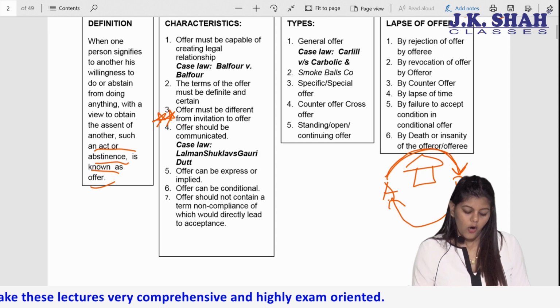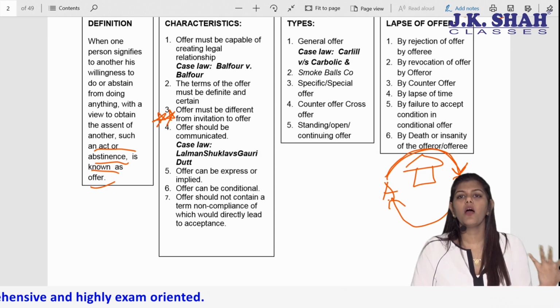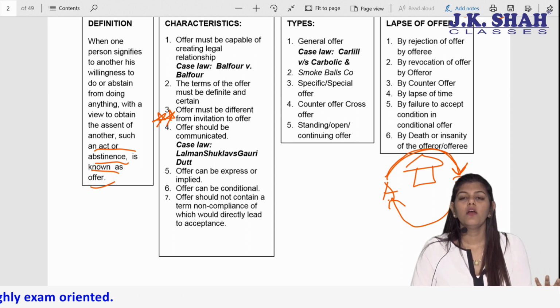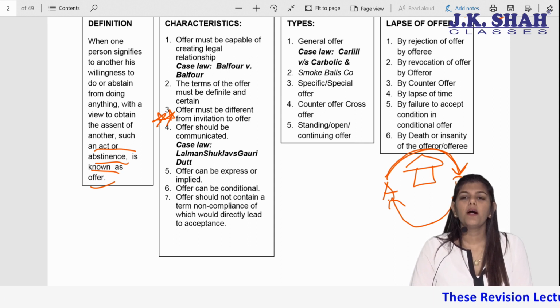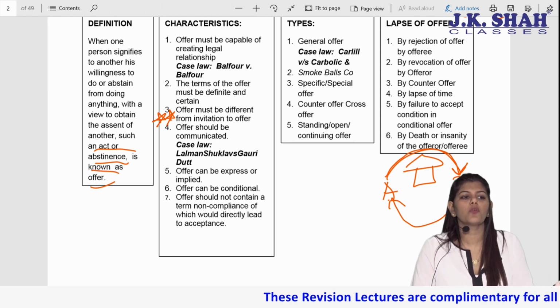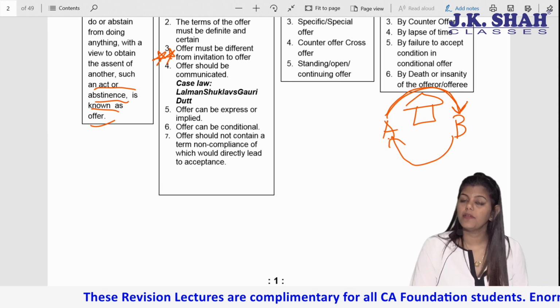Then offer can be express or implied. I might say, I want to sell my house, or I might send you an email. It's expressed in words, it's express. But sometimes I need not speak. For example, a bus stopping at the bus stop. It's an implied offer. He is not yelling his lungs out, come and sit in the bus. It's implied. So it can be express or implied.